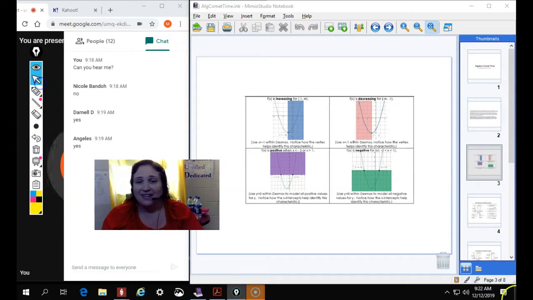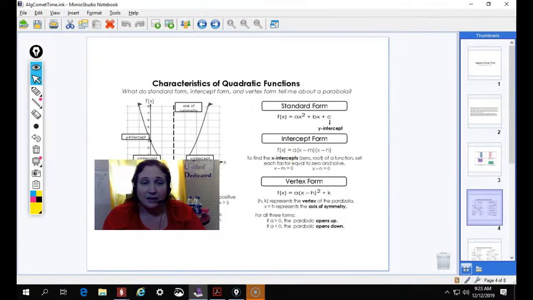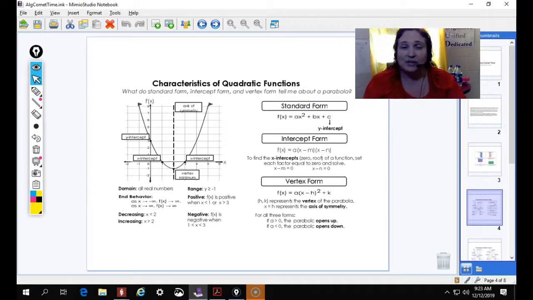Moving on. All right, so this is some of the things that the county wanted you to know when it comes to quadratics. I'm going to move that out a little bit so you can see it better. You've learned, hopefully, three different types of forms: standard form, intercept form, and vertex form.